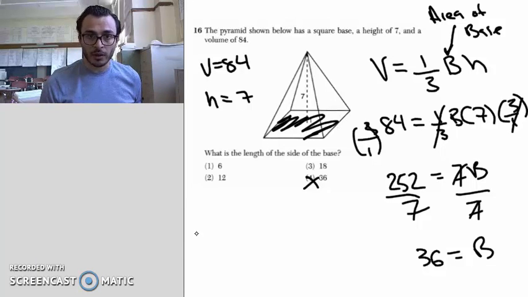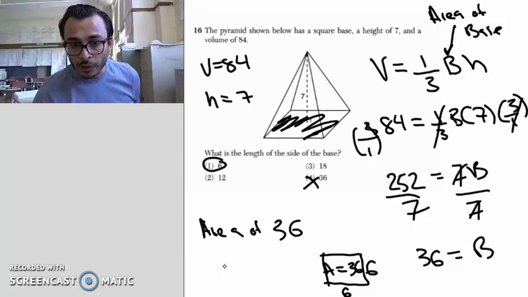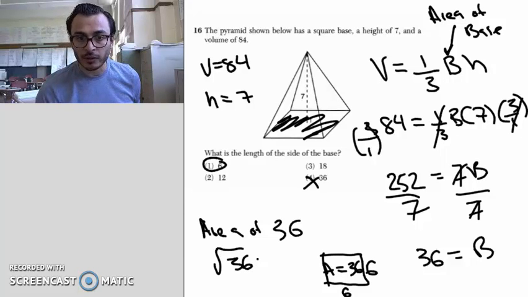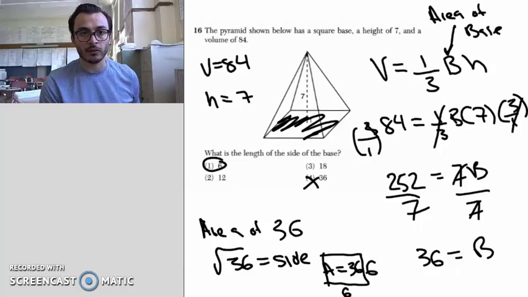So this square has an area of 36, right? That means each side must be 6, because 6 times 6 is 36, so the answer is 1. Another thing you can do is just take the square root of 36 to get the side. Take the square root of the area to get the side of the square.